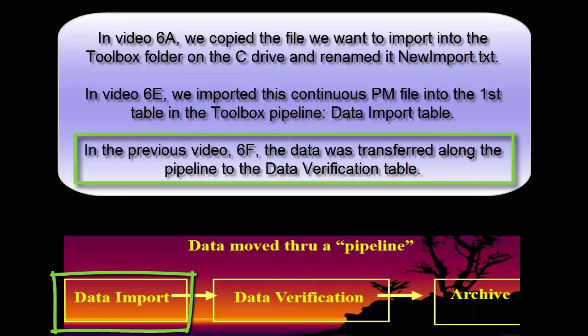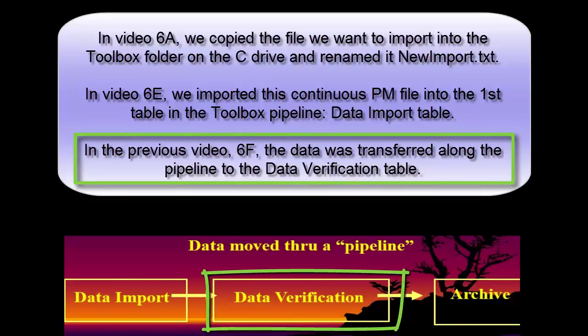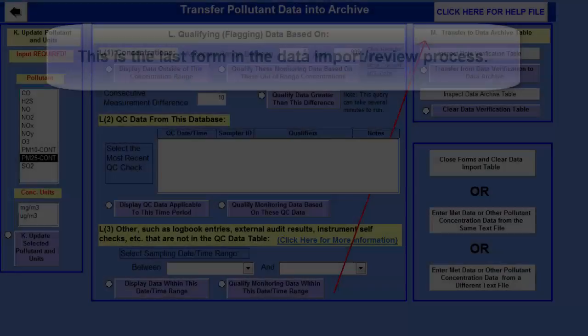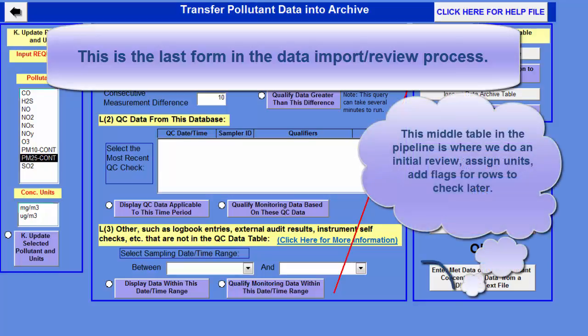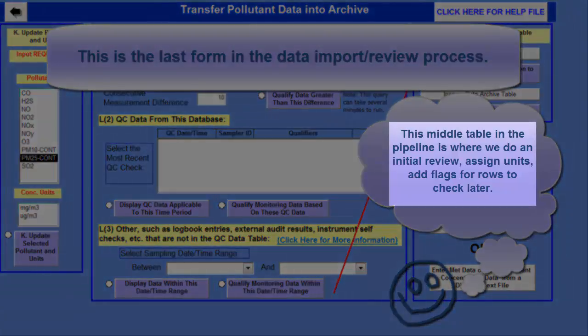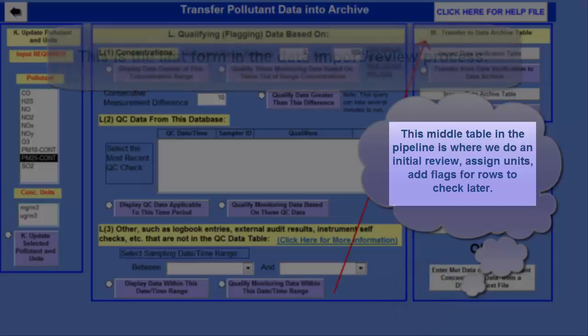We have just finished transferring the PM 2.5 data from the import table to the verification table, and now we are in the third form in the series and the final form in the series, where we are going to do the initial data review of our PM 2.5 data, and then we are going to archive the data.